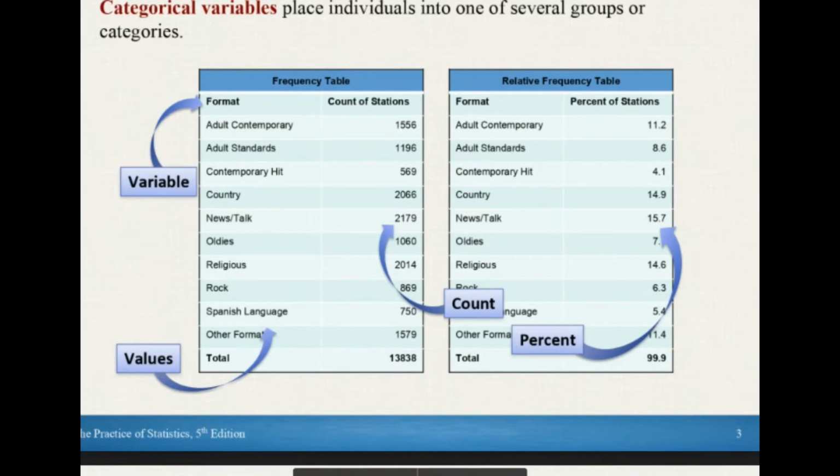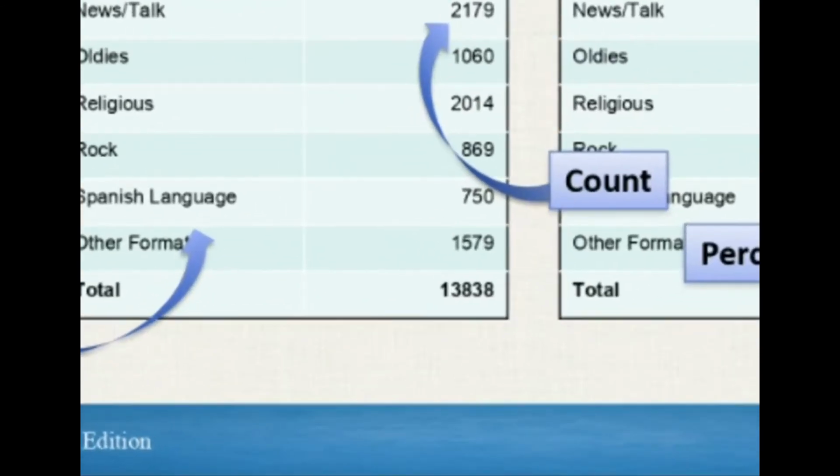Categorical variables place individuals into one of several groups or categories. As you can see here, we're looking at an example of a radio station that has different types of formats and the count of the stations that actually play that type of format. Notice that they have totals at the bottom.